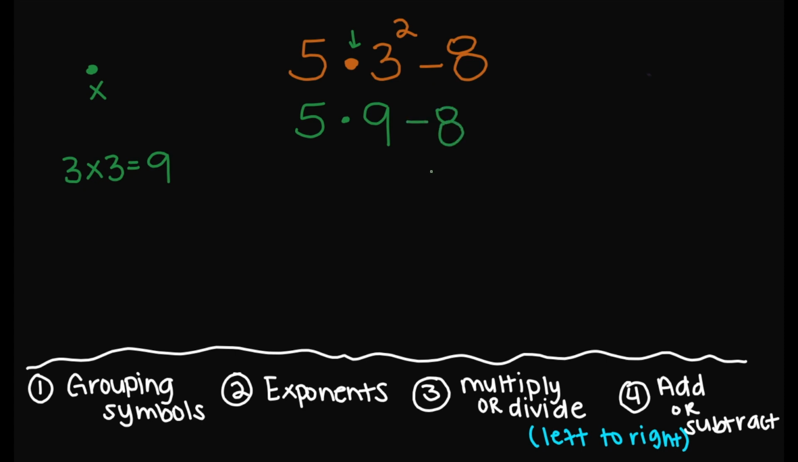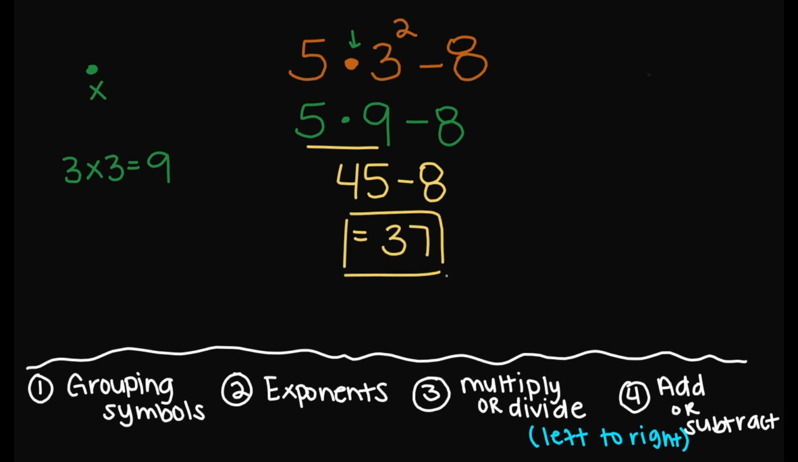So which one is going to come first? And that is going to be multiplication. So I'm going to multiply 5 times 9. So we have here 5 times 9. This is going to equal 45 minus 8. So 45 minus 8 is going to equal 37. So your final answer here is 37.